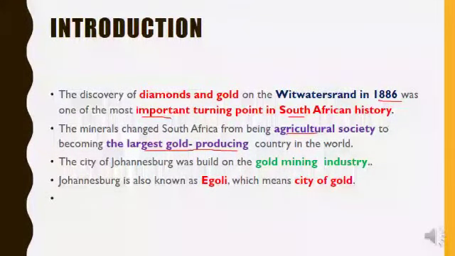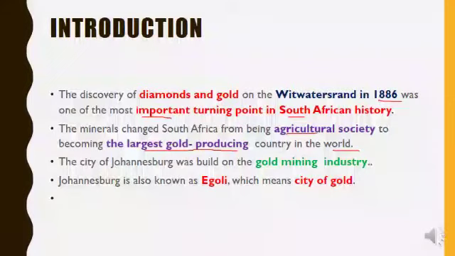Like I said, before the mineral revolution, people were practicing agricultural revolution. So after the discovery of gold and the diamond, the revolution changed. People now are doing the mining revolution. So that is why we say Southern Africa became the largest gold producing country in the world. So it means most of the gold was found in South Africa.